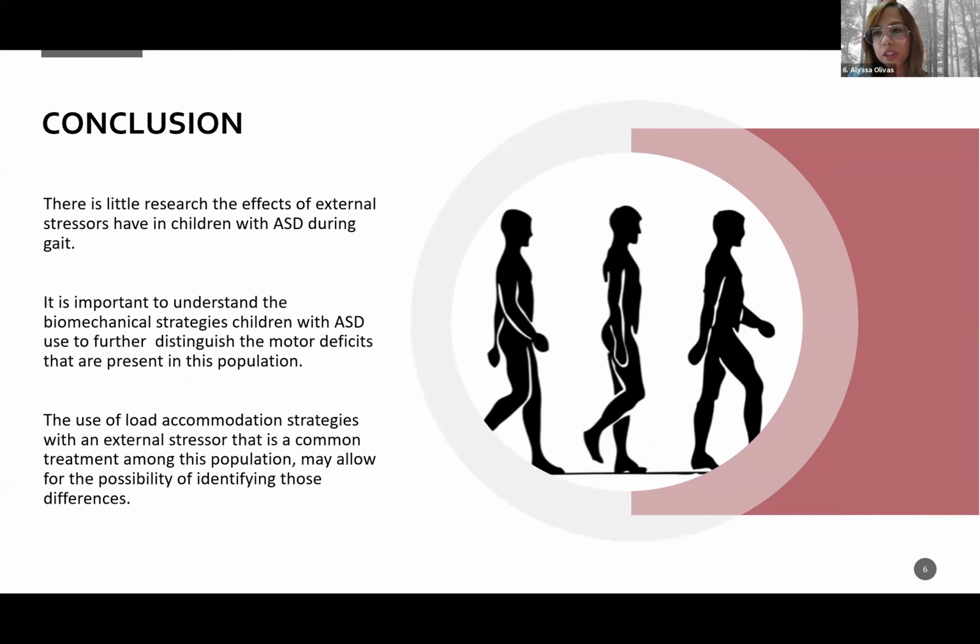And it's also important to note how they compare to their neurotypical peers. And here we can see that they both adopted a similar strategy. Of course, more participants would be needed to confirm this, but it seems that they are adopting a similar strategy. And this is important because this may be a common intervention that children with autism use. So if it impacts their motor control or their gait in any way, it's important to identify those differences.